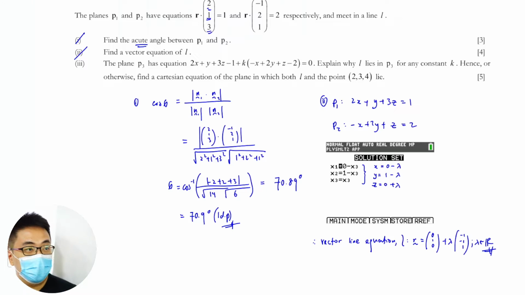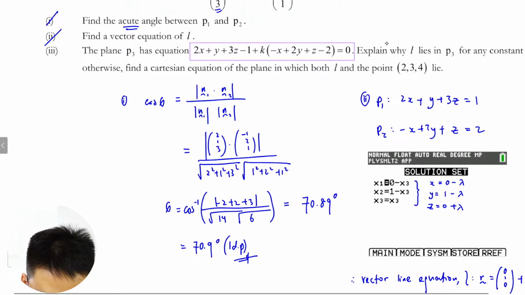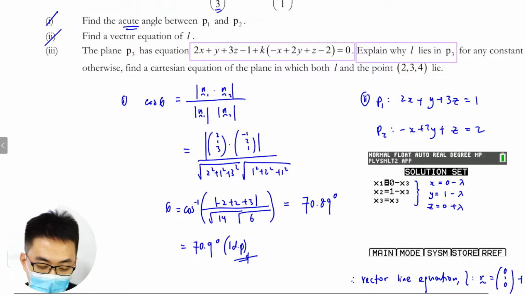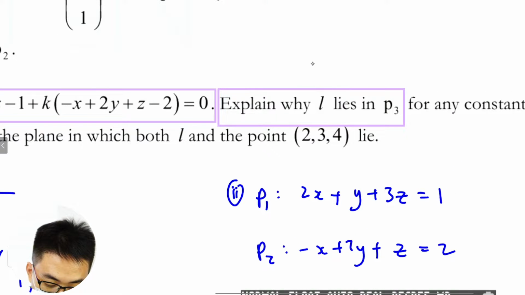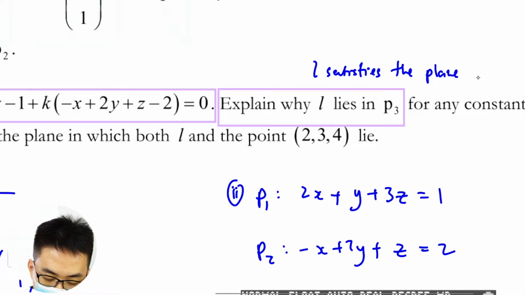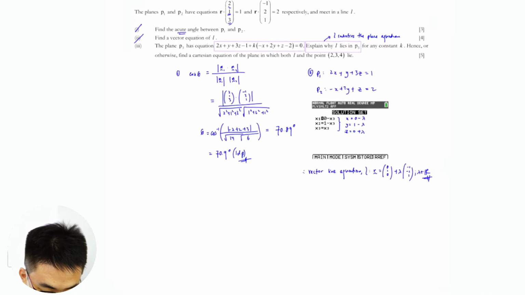Part 3, the plane P has this equation here. We are told to explain why line L lies on plane 3. In other words, we need to show that L satisfies the plane equation. So you have L1 and plane 3.